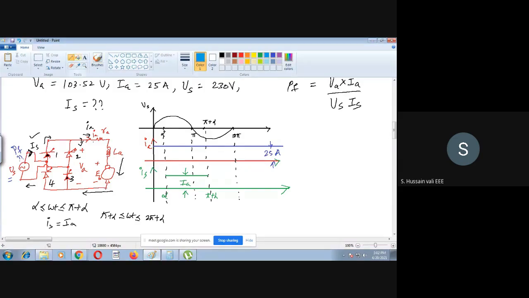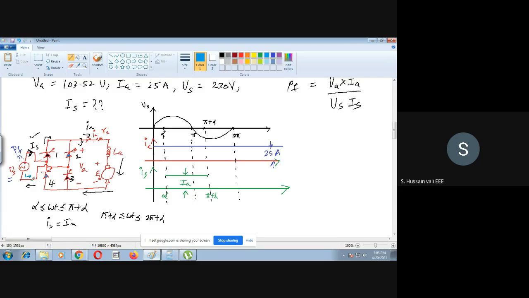So next one, now we trigger 2 and 4. So 2 and 4 are triggering. Then how does the current flow? The current will flow like this. Because now from pi plus alpha, the voltage is negative. When the voltage is negative, in the sense, negative half cycle, the current will flow like this. Earlier it was from left side to right side. Now it is right side to left side.